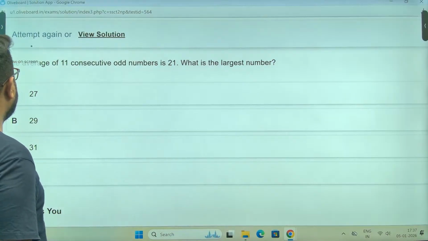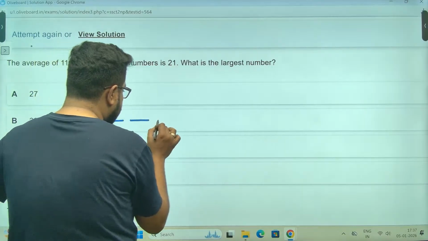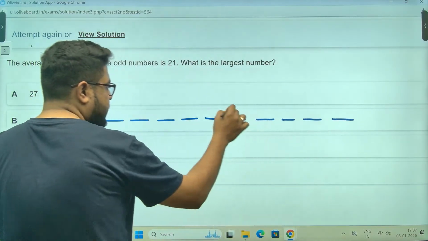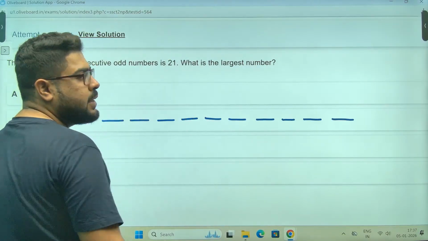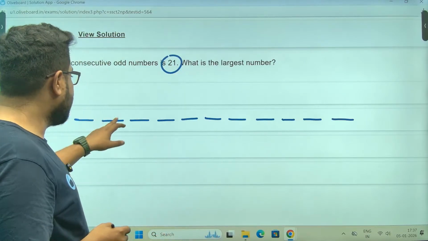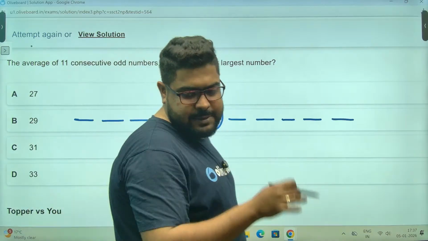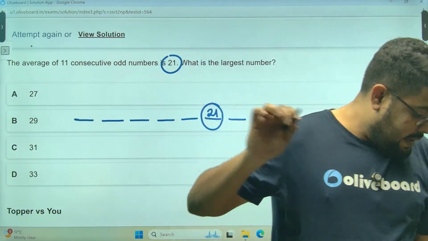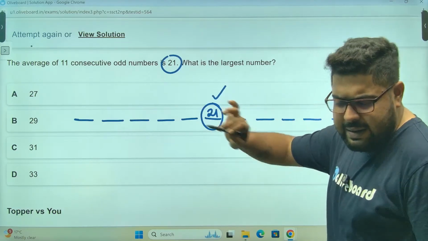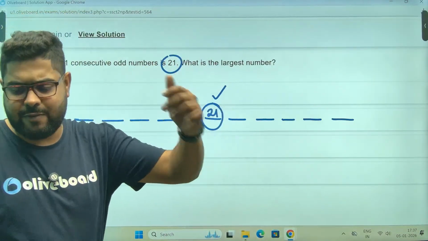Sir, they're asking the average of 11 consecutive numbers. 1, 2, 3, 4, 5, 6, 7, 8, 9, 10, 11. Sir, average always means your middle number. 1, 2, 3, 4, 5, 6. This is your 21, sir. This is the concept. Again, I'm not asking you to remember anything. Why this happens, I explained. One of the demo classes is also available in this channel. A couple of weeks back only I've taken it.